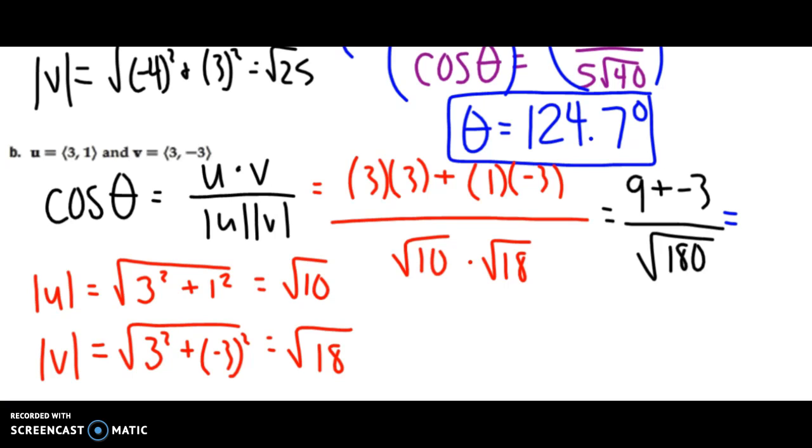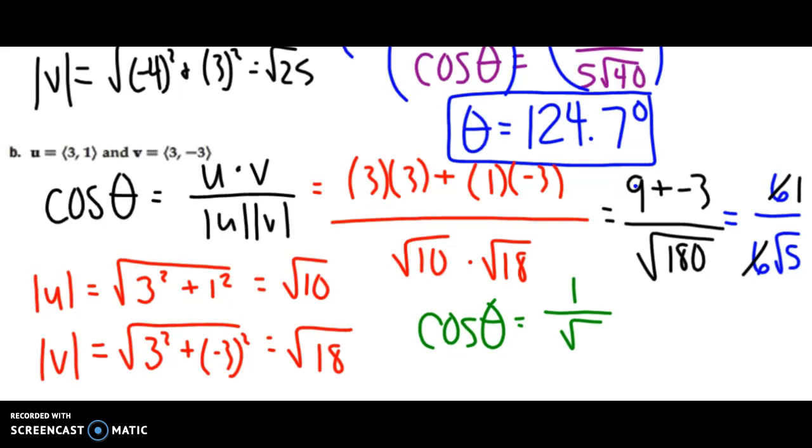If I wanted to simplify this any farther, I'd ask what the factors of 180 are. The factor of 180 that I could take out as a perfect square is 36 and 5. So the square root of 36 is 6 square root of 5, over, and then 9 plus negative 3 is 6. So it's kind of nice that we have those 6's cancel each other out. So that's 1 over the square root of 5. I could then do square root of 5 over 5, but my calculator takes care of it from there. So cosine of theta is actually the same as 1 over the square root of 5.